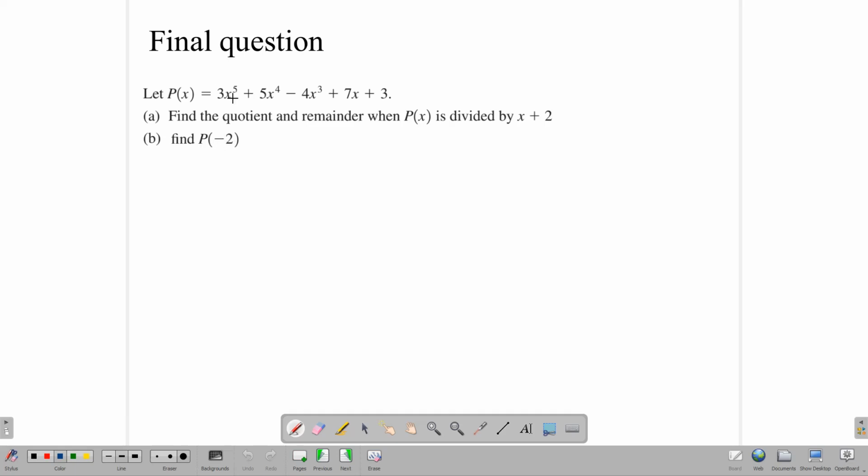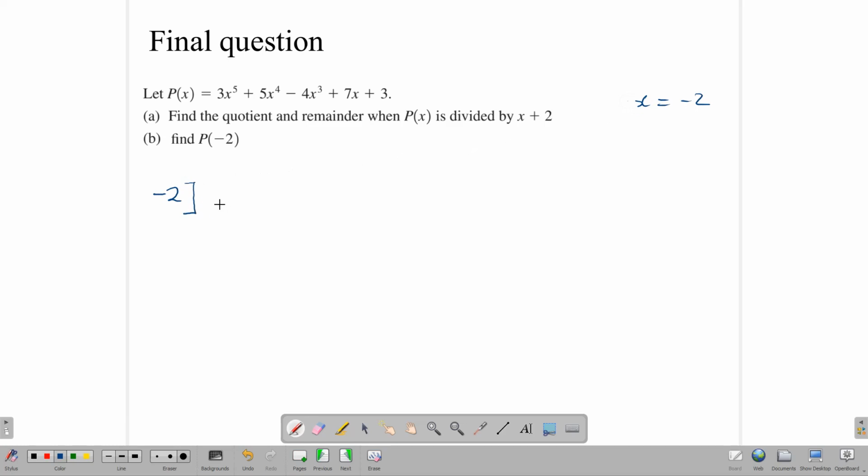So notice 5, 4, 3, 2, we're missing a term here. This square term is missing. So remember, when a term is missing, we're going to use 0 to replace it. So let's write it down. We're dividing by x plus 2, and so we're going to be using x equal minus 2 in our process. So let's write our minus 2 there.